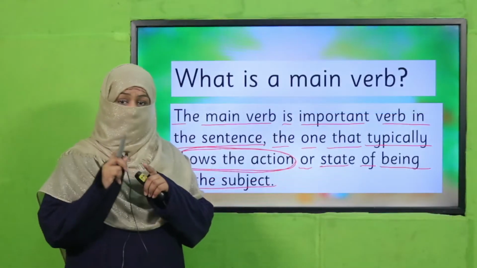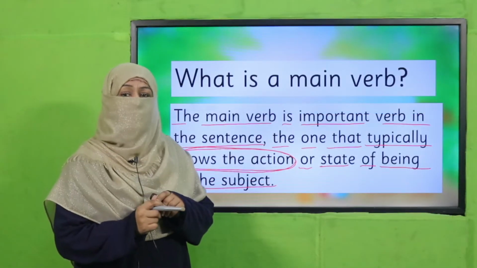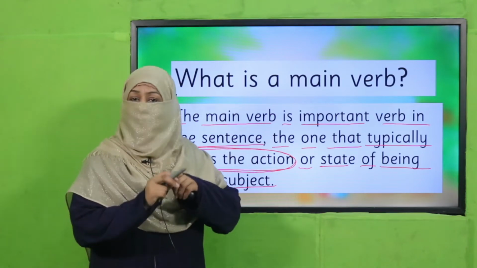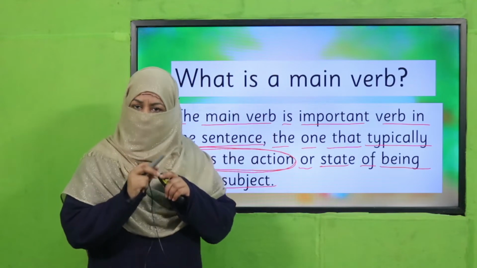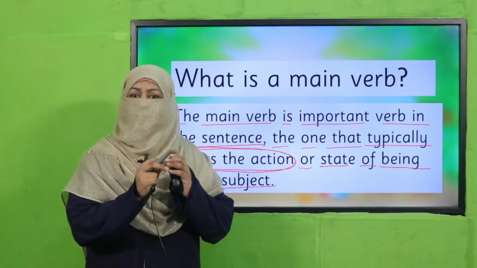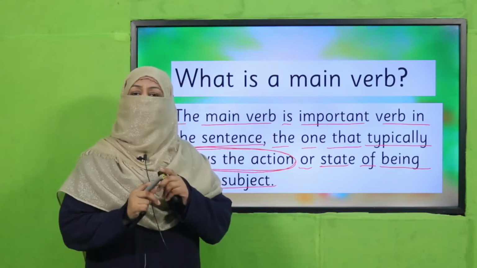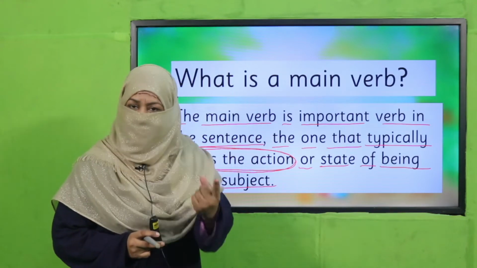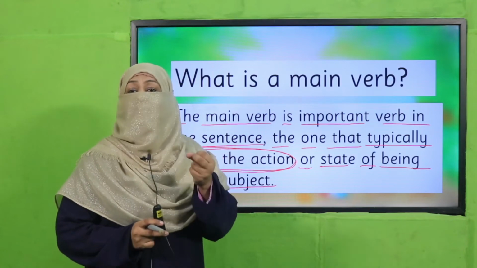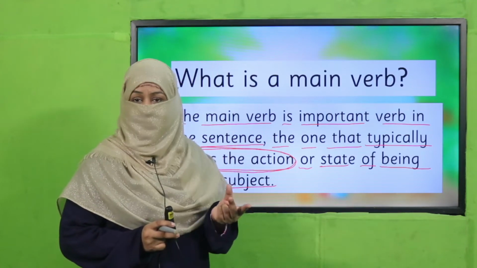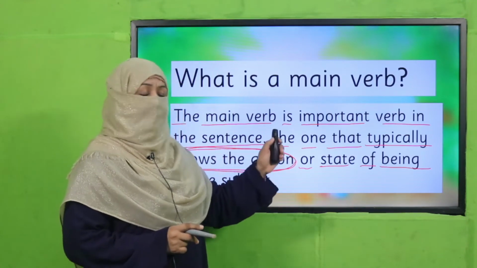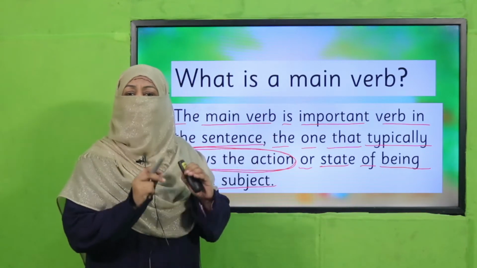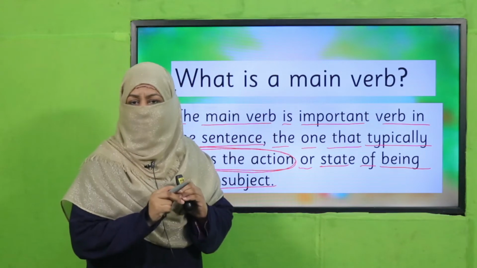Okay, and second thing, I have taught you when I was teaching you tenses, a verb also tells us when this work was done, which is either present, past or future. So there are two characteristics of a verb. One, it tells the action. Second, it tells the tense, right? So this is a verb. Now, the main verb typically tells the action, without which we cannot make a sentence.